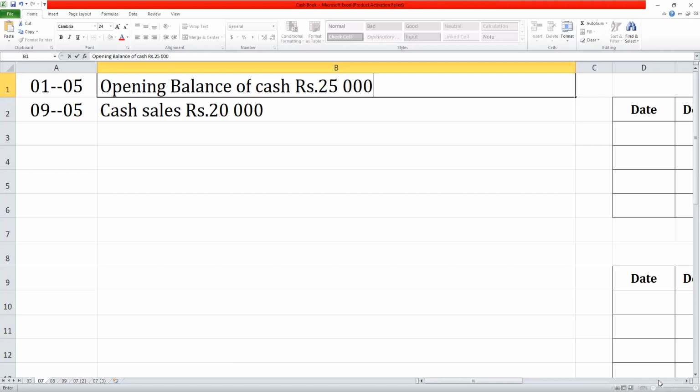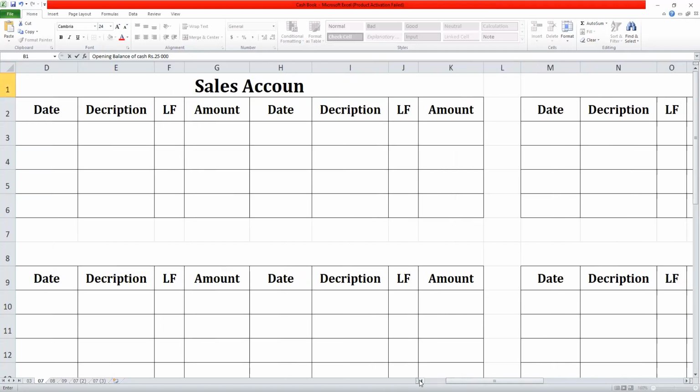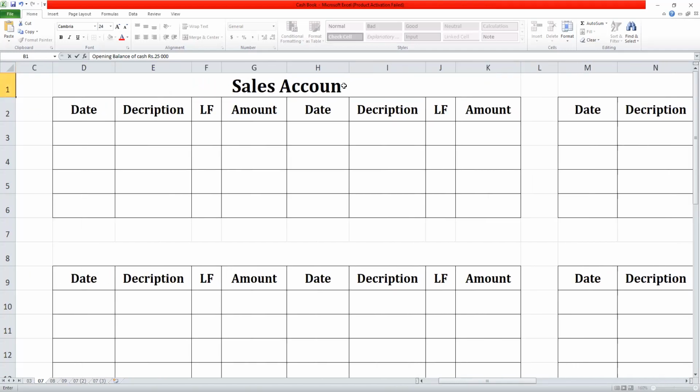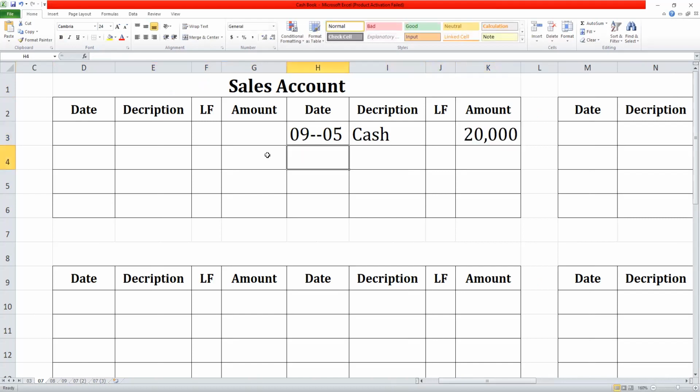Now, at the same time, open the first account as sales account, and put the date 9th of May, description cash, amount 20,000. Sales account is credited 20,000.